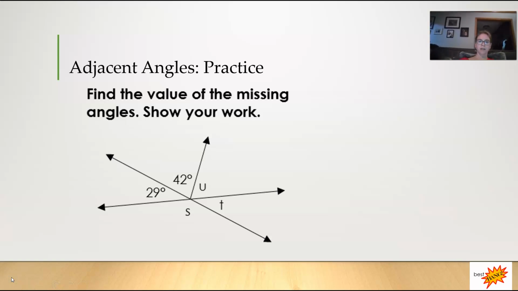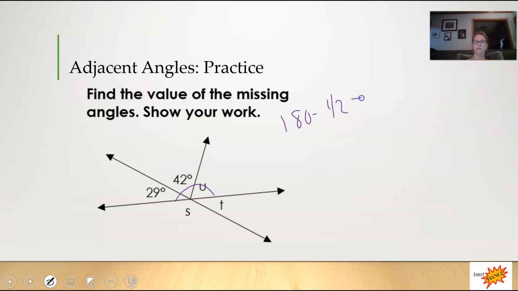Okay, let's see. When I look at U, I notice that the 3 of these angles create a straight or a supplementary angle. So I know all 3 of them equal 180. So I'm going to take 180 and I'm going to subtract 42. And then I am going to subtract 29 from that answer. And then I know that U equals 109. Okay, so U is 109.